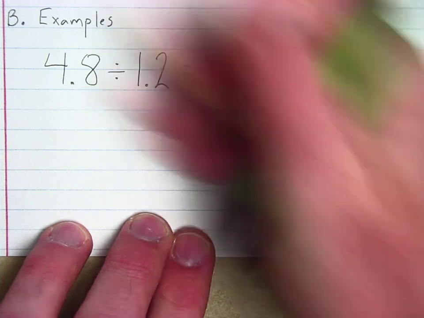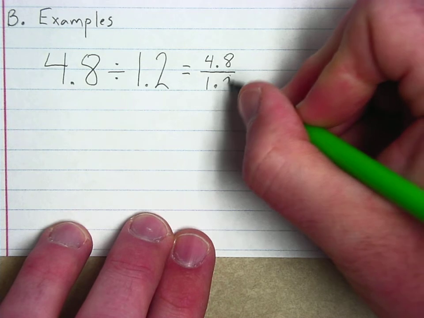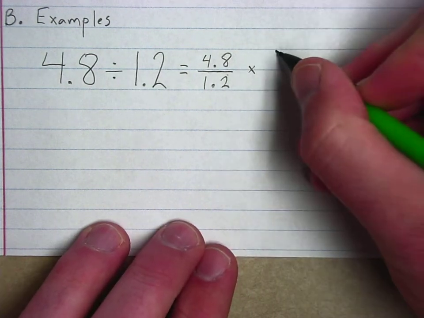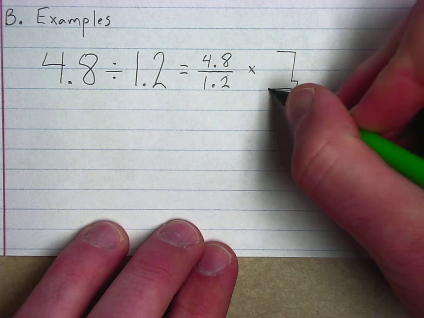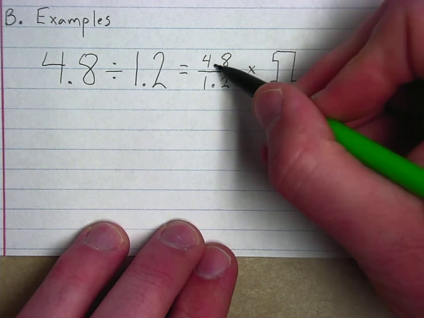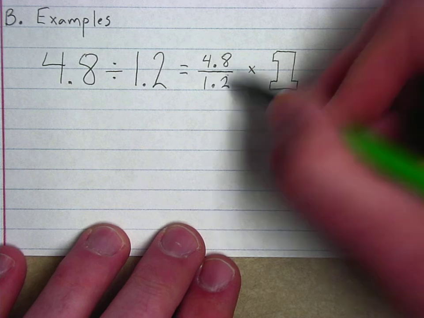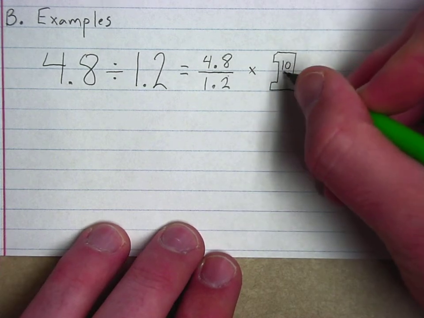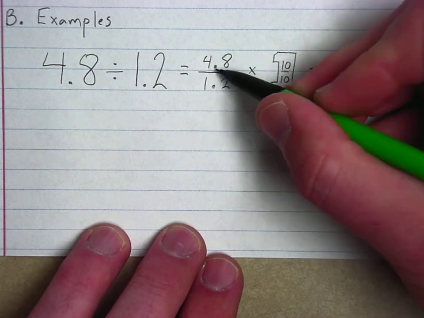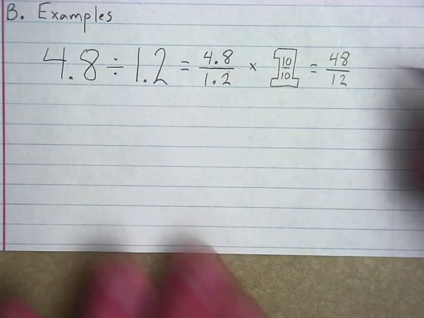Here's our decimal on top. Here's our decimal on bottom. And it makes me super uncomfortable doing that. I don't want to leave those like that. So I'm going to multiply times some form of 1. The mighty 1. Now, each of these has one decimal place. So a 1 with a single 0 after it ought to do the trick. Multiply times 10 over 10, that moves the decimal over. 48 over 12, like I mentioned a moment ago.